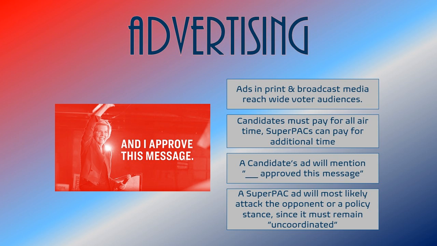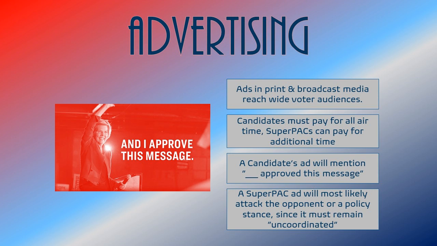So a super PAC is officially unrelated to the campaign, but they're still trying to advocate for someone in the election. The candidate's ad will feature the candidate saying, I approve this message, right? I'm Ted Cruz and I approve this message. I'm George Bush and I approve this message. I'm Barack Obama, I approve this message. But the Super PAC ad will not have that message. And that's how we know it's from an outside group. They're not allowed to coordinate with the campaign.